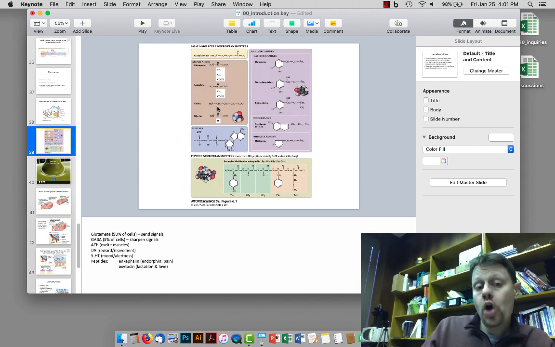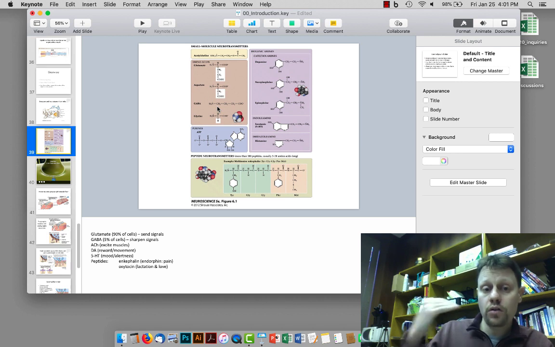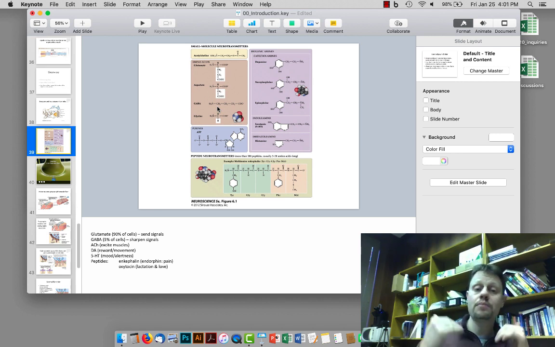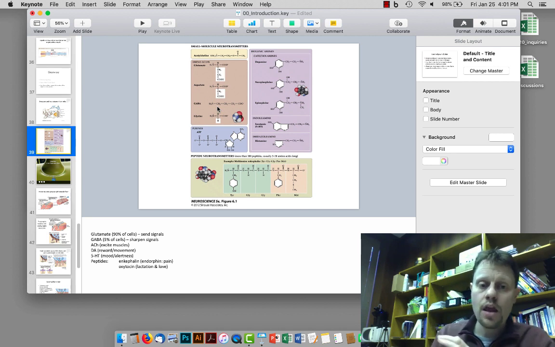GABA, on the other hand, opens a chloride channel. And remember that chloride is at a higher concentration outside than in. And so chloride flows in and hyperpolarizes the neuron, makes the inside more negative, and makes it less likely that a receiving cell is going to fire action potentials.